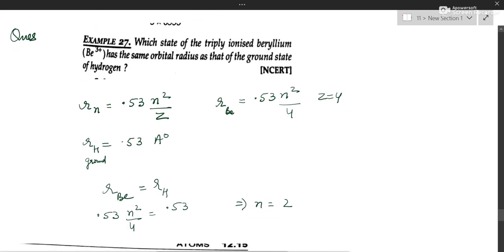Question number next. Which state of triply ionized beryllium has the same orbital radius as that of the ground state of hydrogen? So we'll have to find the radius. We have to find which state, the number, but we'll have to use the formula for radius. The general formula of radius in Bohr's model is given by this. Now, because it is not hydrogen, we'll also be taking Z.